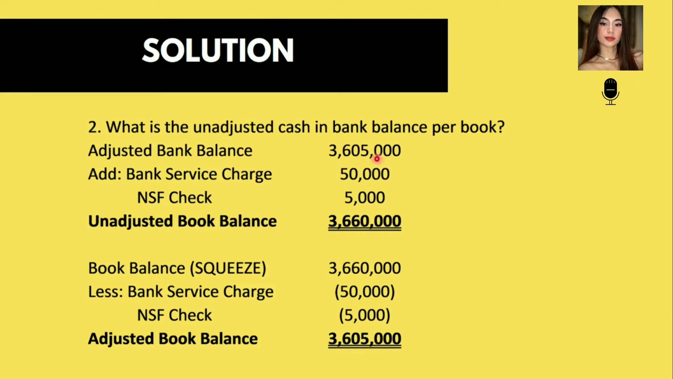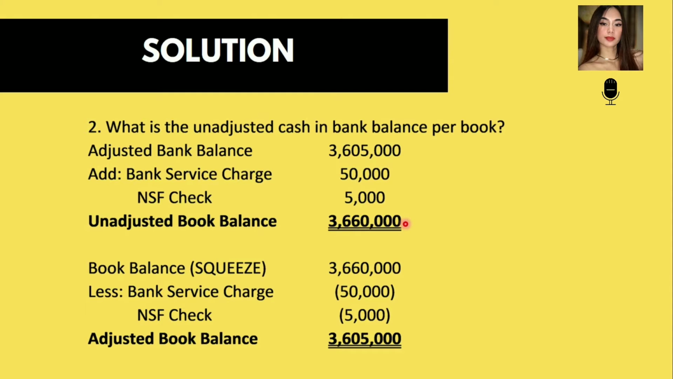The solution for number 2 question is adjusted bank balance 3,605,000. You add the bank service charge, which is 50,000, and NSF check 5,000, and the adjusted book balance is 3,660,000. To get the unadjusted cash in bank balance per book, we need to reverse the positives into negatives and negatives into positives under the book reconciling items. So we already computed the adjusted cash in bank amounting to 3,605,000 and added it to the bank service charge, which is 50,000, and NSF checks 5,000. Therefore, the unadjusted book balance is 3,660,000.